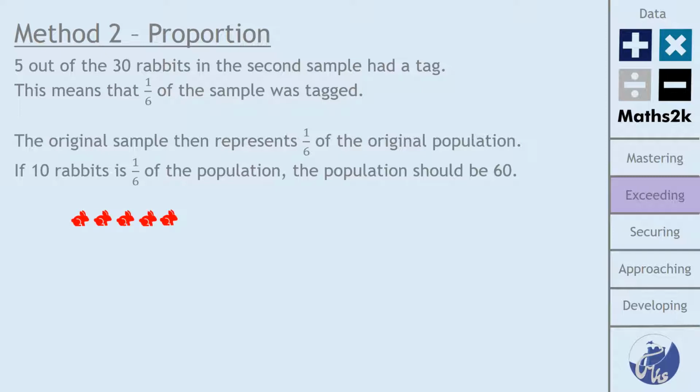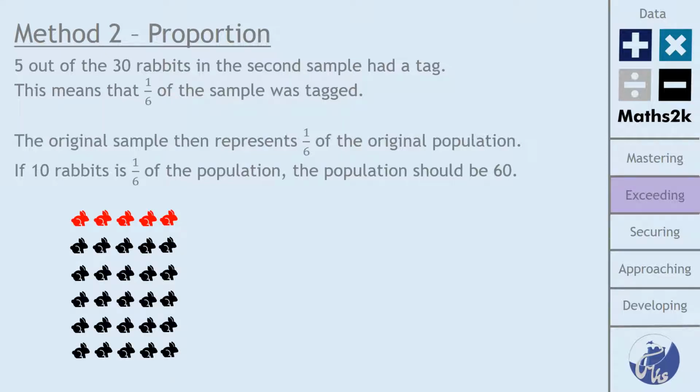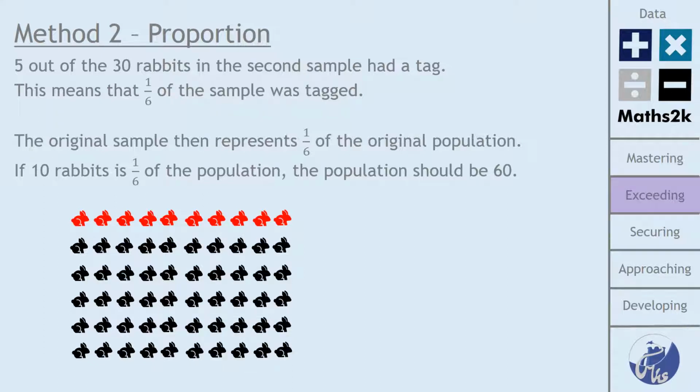Now you can think of this visually in that if we had in the second sample 5 out of 30 rabbits being tagged, then in order to get 10 rabbits tagged, which we had at the start, we'd need another 5 tagged rabbits, and to keep things in proportion, that means another 25 which are not tagged. And so this means that we can actually get a visual way of showing that the population should be about 60, or as an estimate should be 60.